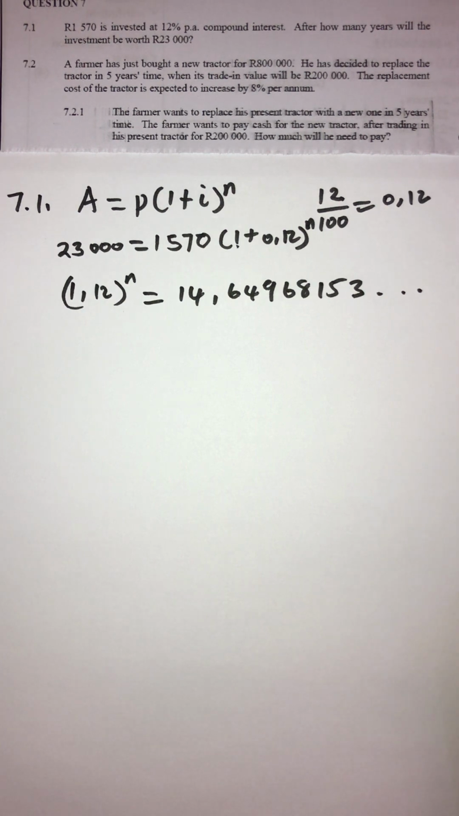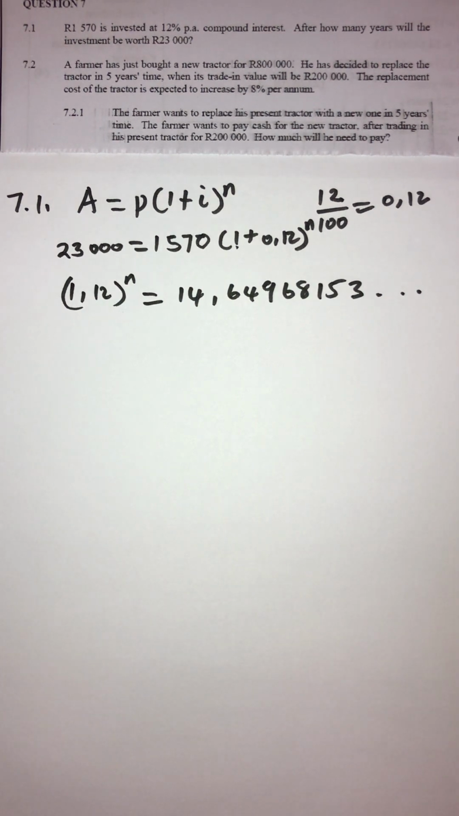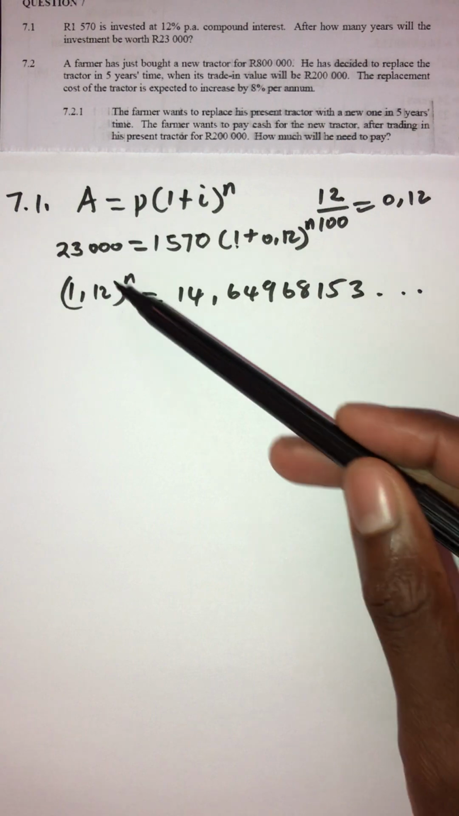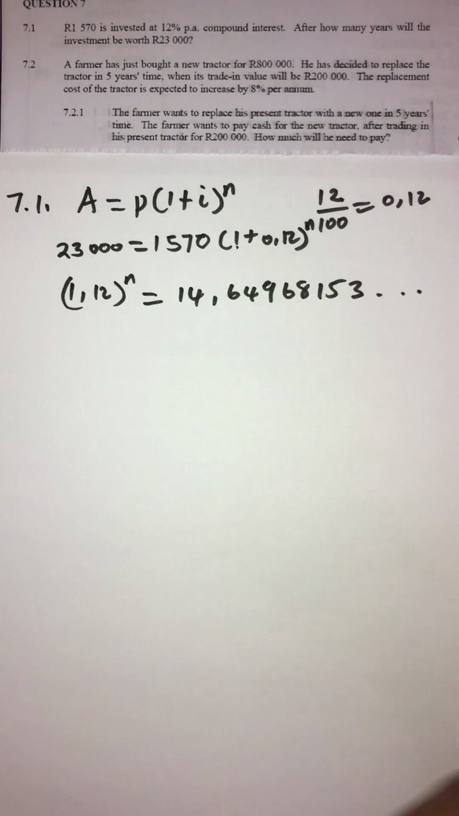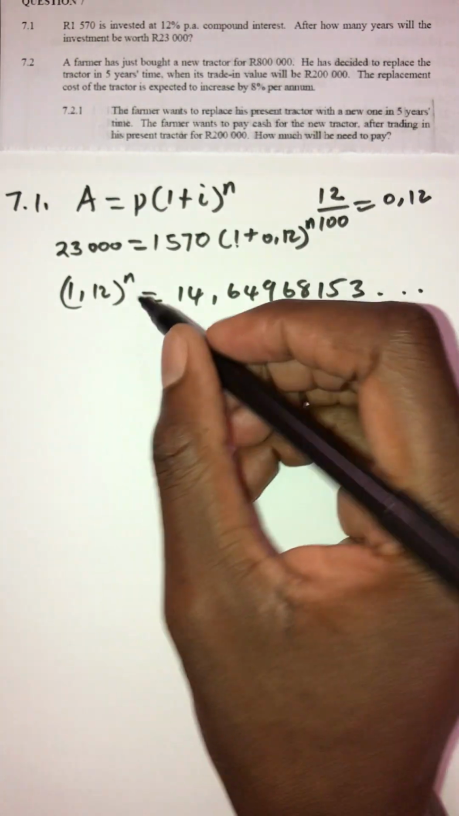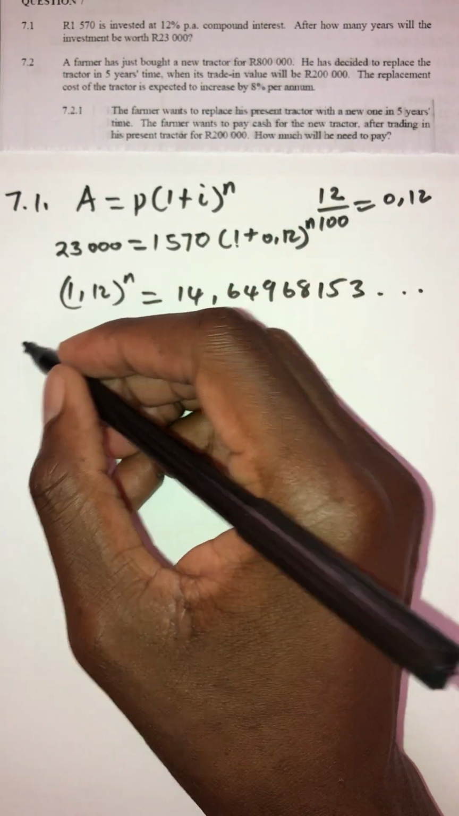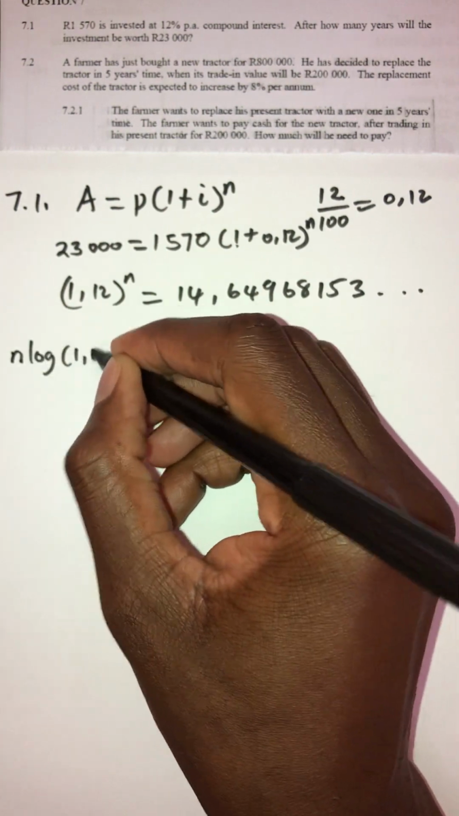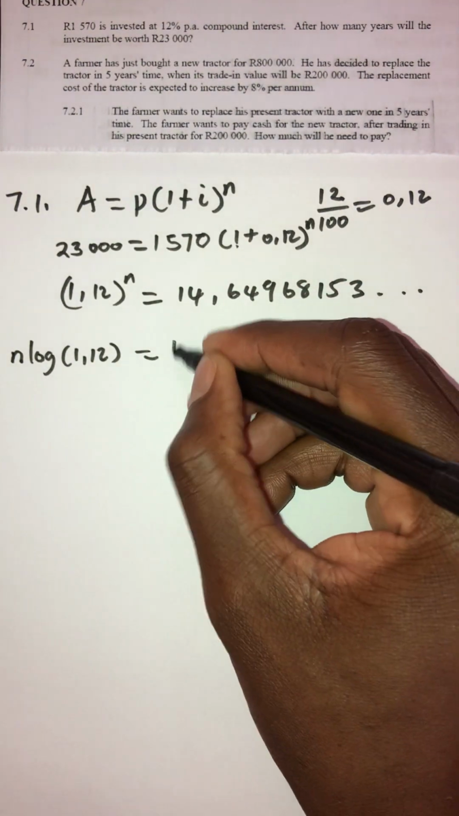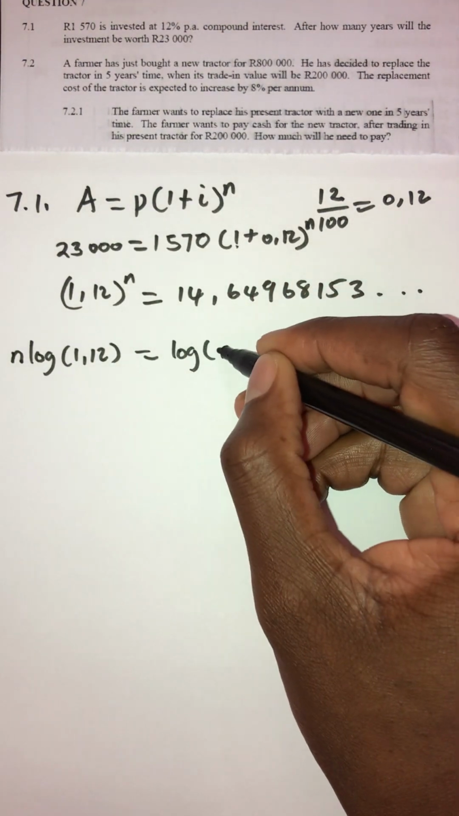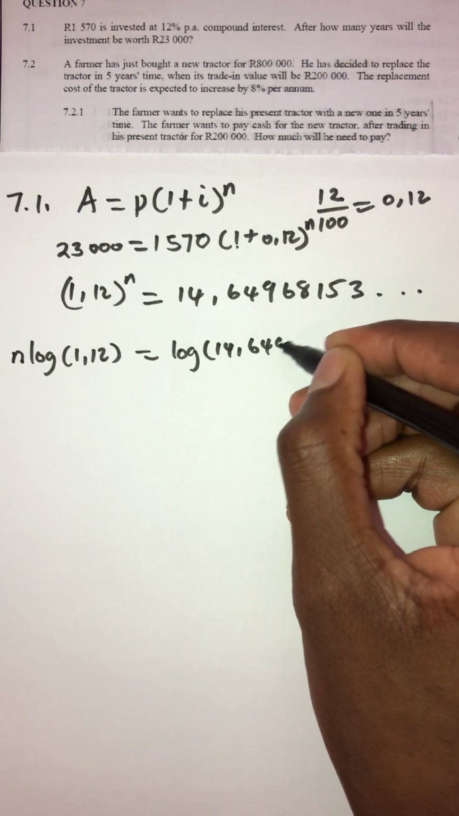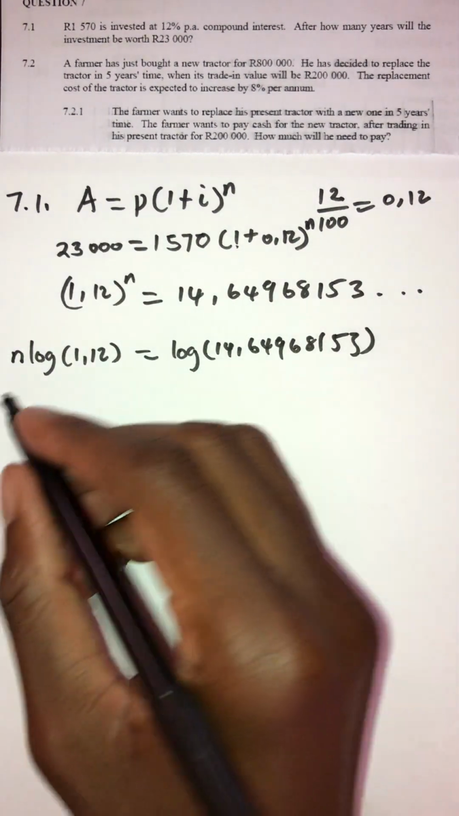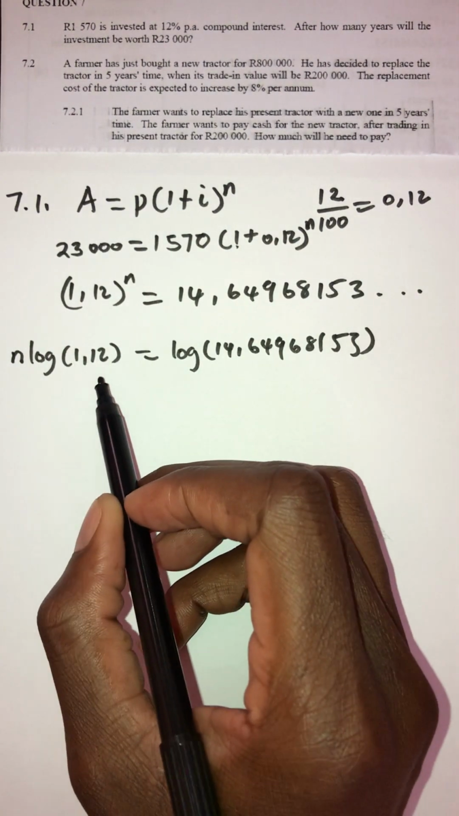So make sure that you don't round off unless it's a final answer. So now, how do we move forward? We have the exponent n. We're looking for n. It means we're going to apply the log both sides. Since n is the exponent, we're going to have n here, and then the log of 1.12 is equal to, we apply the log both sides, 14,649.68153, and then we're looking for n. It means we divide both sides by the log of 1.12.